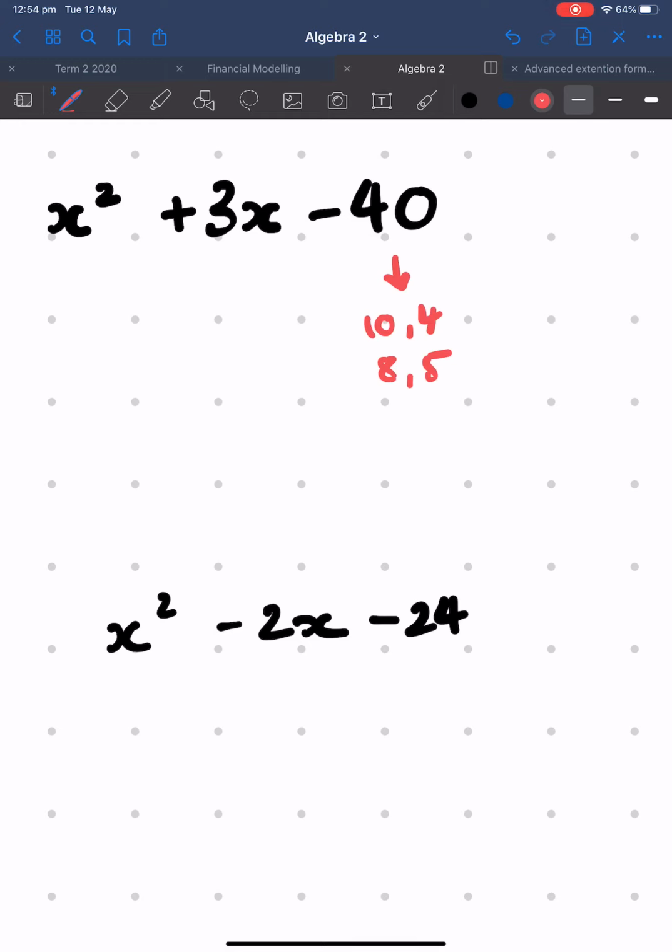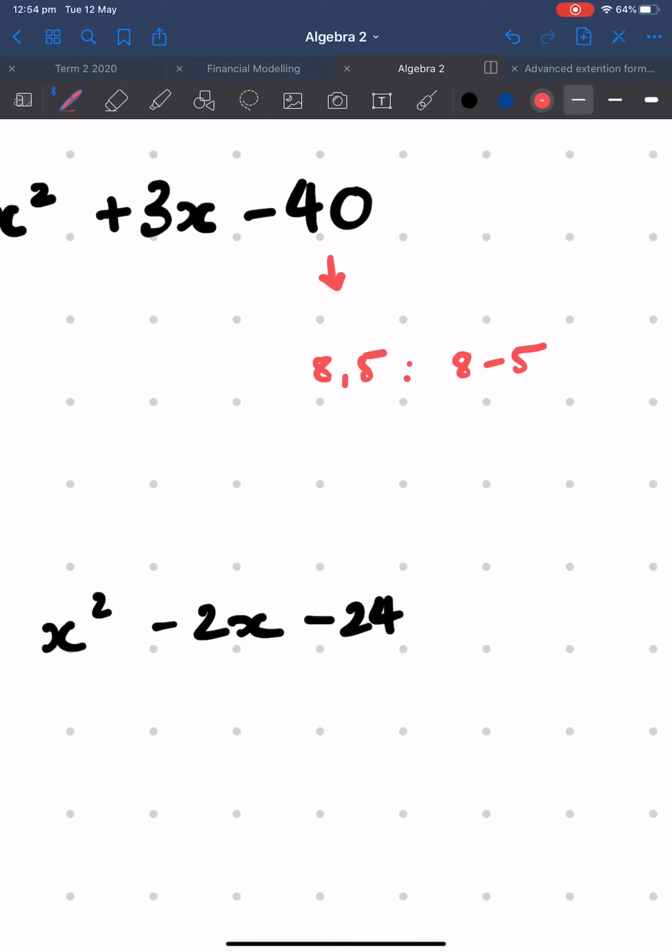10 and 4 is only going to get me 14 or 6 by either adding or taking away. Whether it's positive or negative, I don't care. I'm just looking for the number. 8 and 5, I can either get 13 by combining them, or I can get 3 by doing their difference. And 3 is what I want. Okay. Now it's positive 3 that I want, so that means I want to do 8 take away 5. And that's going to give me my 3.